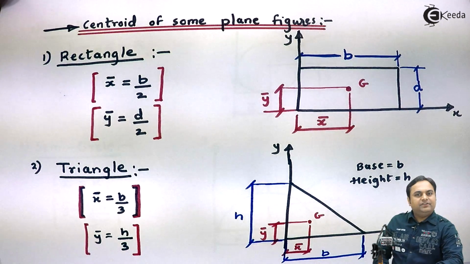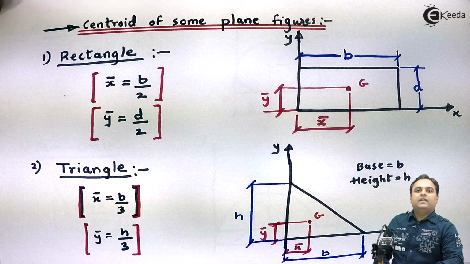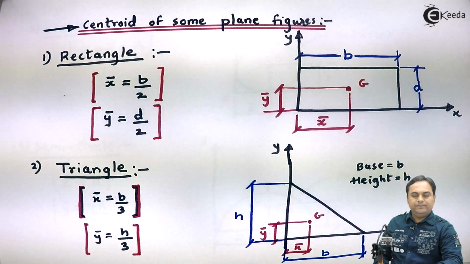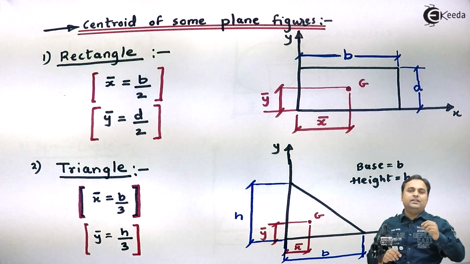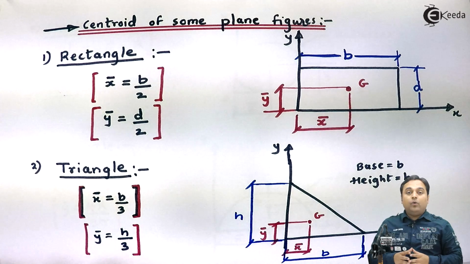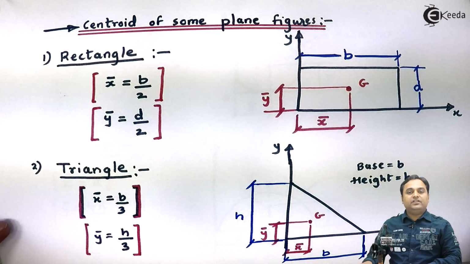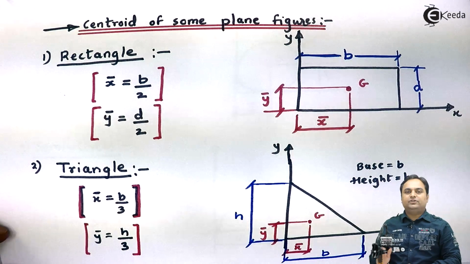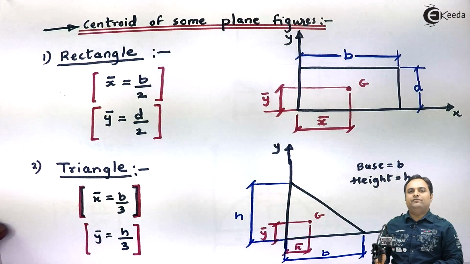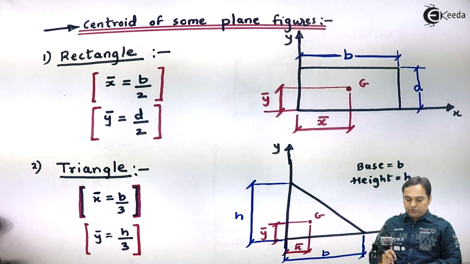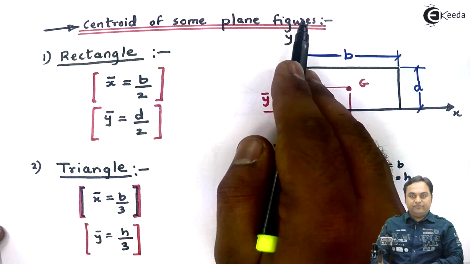Now let us see the centroid of some plane figures. As we have understood from the definition of centroid, that centroid is that single point over which the entire area is acting. Now I will be giving the centroid for different plane figures, because centroid is applicable only for plane figures, or it is called a lamina. It is not applicable for solids. So here I would be giving the centroid of some plane figures.